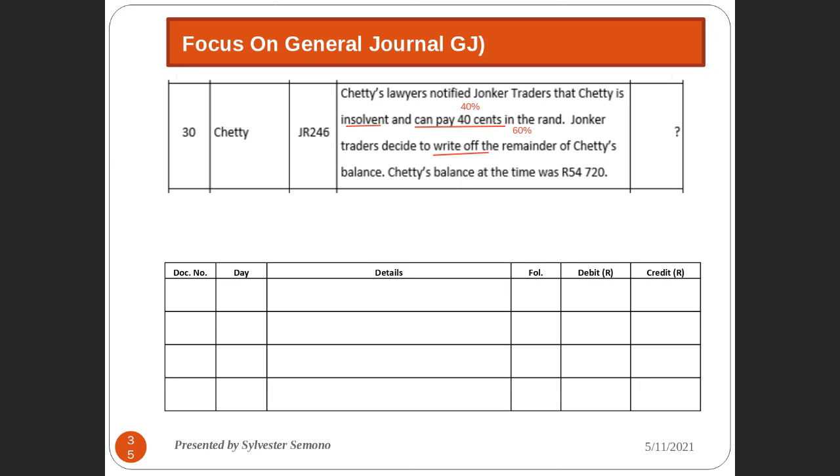Okay, so we have two entries here. Because this 40% was received, we are going to take this 40% to the CBR. But the 60%, because we're going to write it off, will go to the GJ. Are you following, ladies and gentlemen? Can you see how it works? So if the question asks you to record under CBR as well, you were supposed to take the 40% to the CBR and the 60% to the GJ. Are we together?